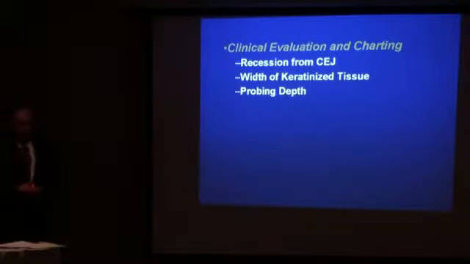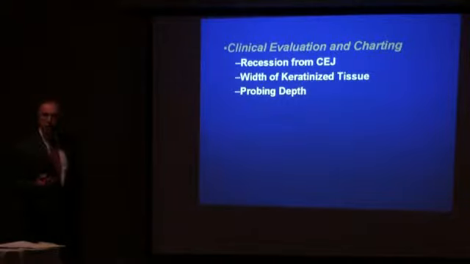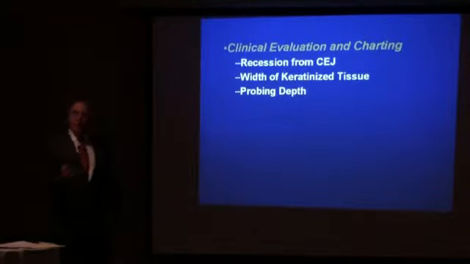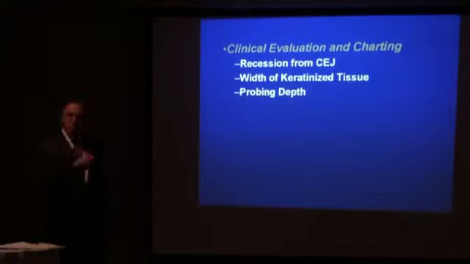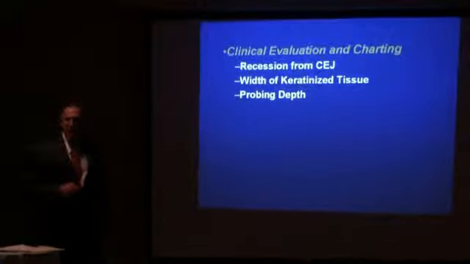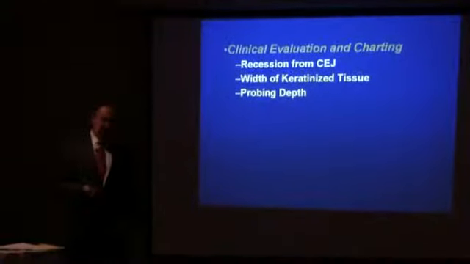Now, I'm sure that all of you here tonight are familiar with how to record recession. It's simply the measurement from the CEJ to the gingival margin. And I know that you're all familiar with measuring the width of keratinized tissue, and that's the distance from the gingival margin to the mucogingival junction. And of course, we all know how to record probing depths.